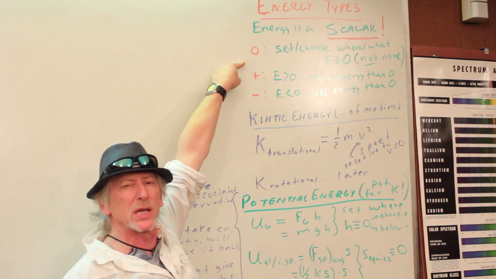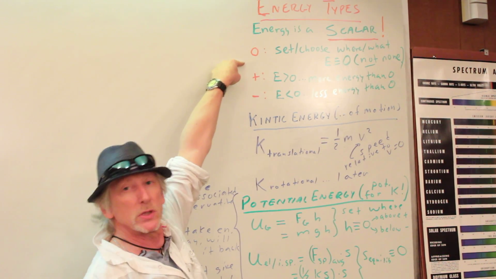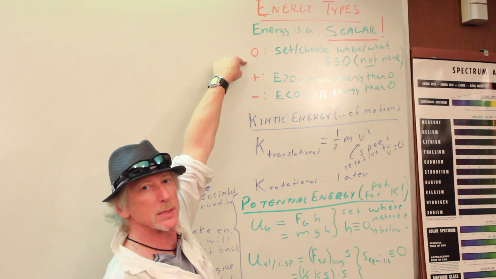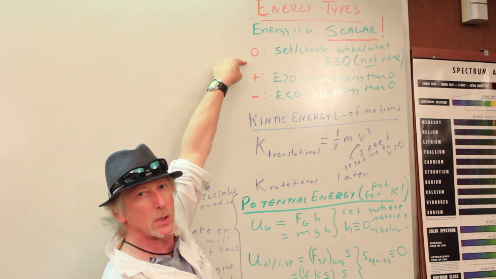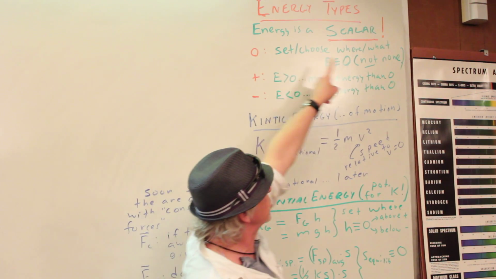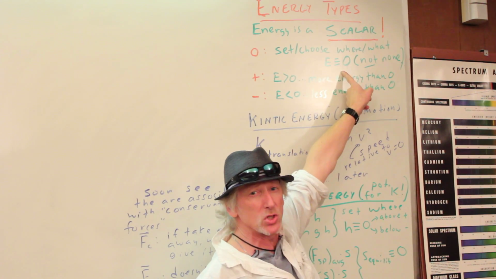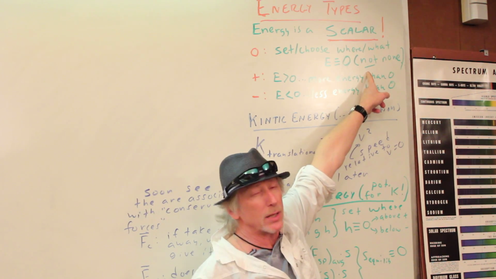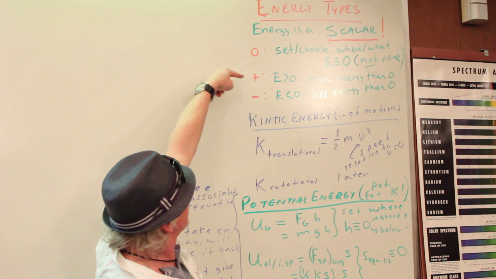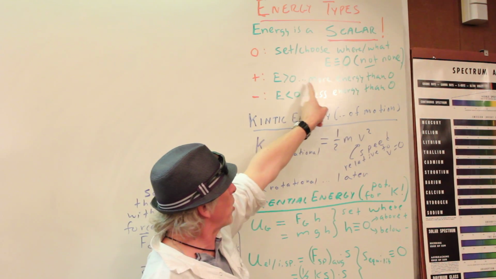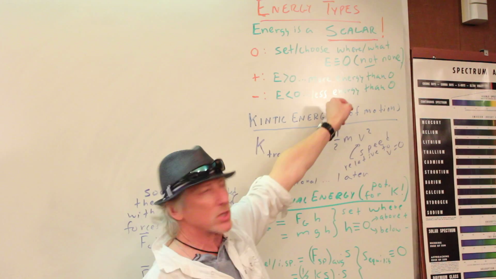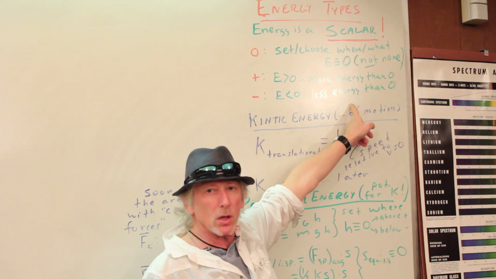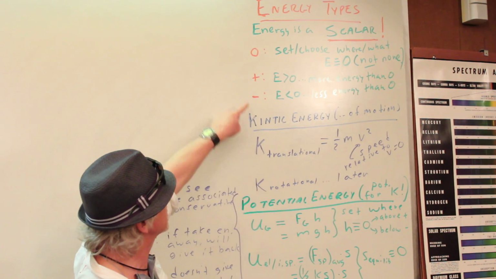Now that's weird because we think if you have no money, you have none, right? But now 0 is not none, as we're going to see. It's just a reference, okay? So we're going to set or choose what we mean by energy is 0. It doesn't mean none, right? That bugged me when I was learning it. Plus then means energy is more than 0. More energy than 0. Minus is less than 0. That's all it means.